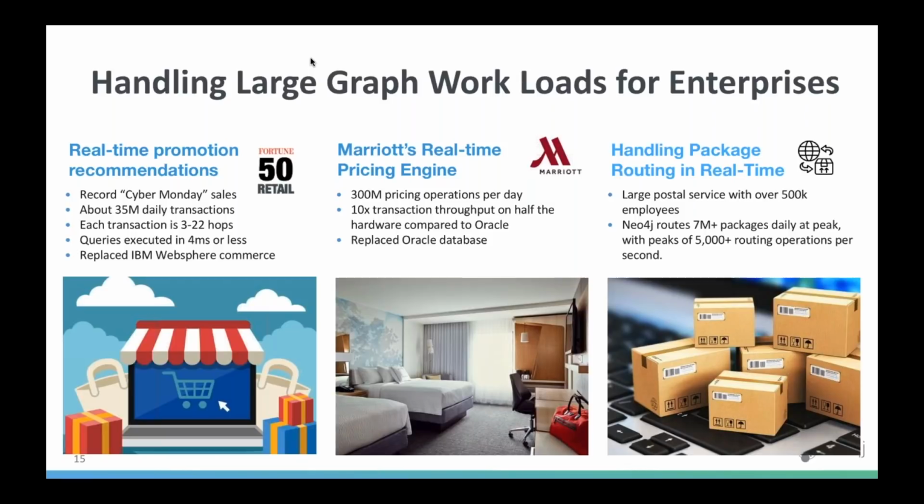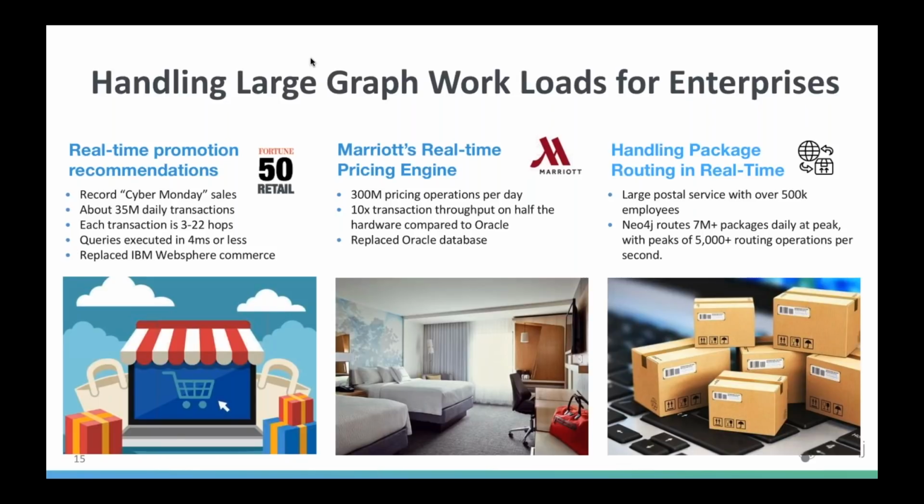The second example is hotel pricing, so it's working out real-time room prices. And the thing to draw your attention to there is that this company is doing 10 times the volume on half the hardware. So that's a 20-fold improvement in performance. And if you're renting capacity from Amazon or renting capacity from Azure, this is a direct bottom line saving in being able to do things more efficiently.